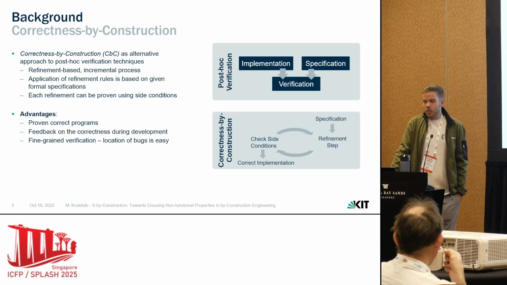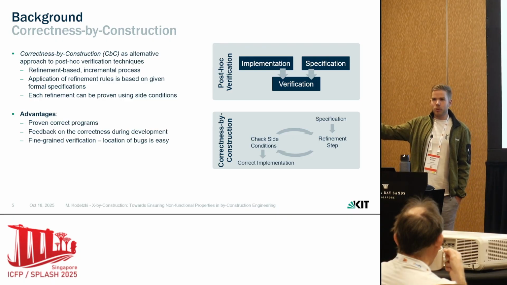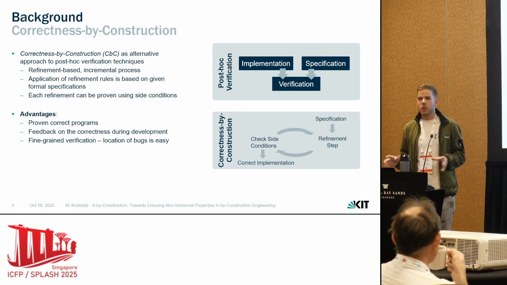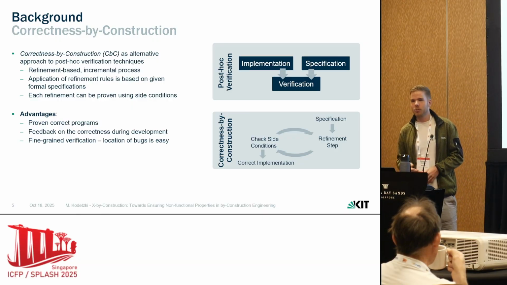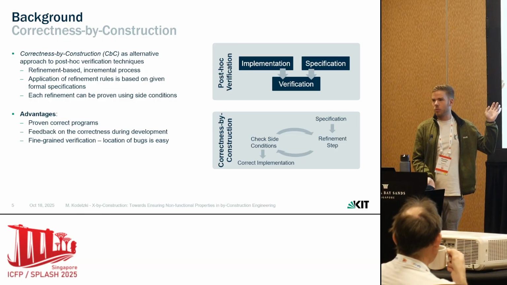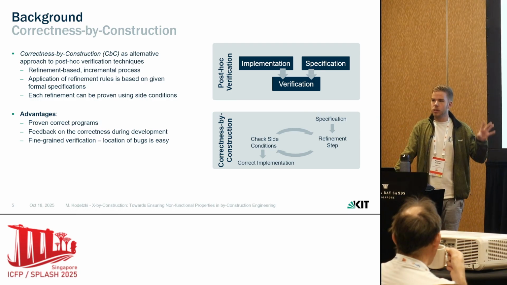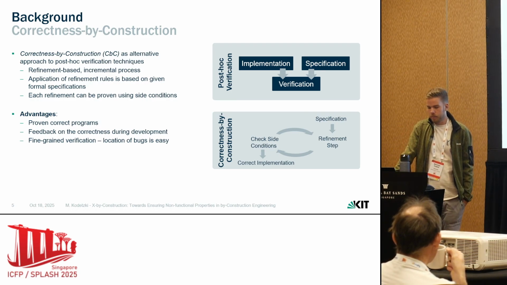As a summary of advantages, we still have proven correct programs as in post-hoc verification, but we get earlier feedback on the correctness of our program. And also, if a proof fails, we already know at what point in the program we have to look for a bug. In post-hoc verification, you just know, okay, at some point in the program, there's a problem. But as we have a very fine-grained verification, we can already localize the bug very easily.